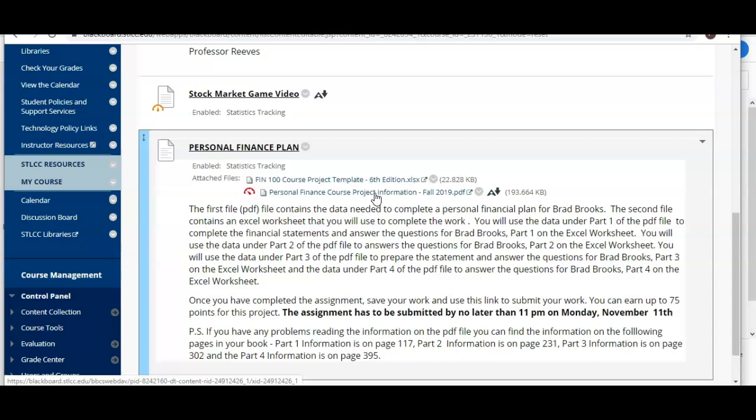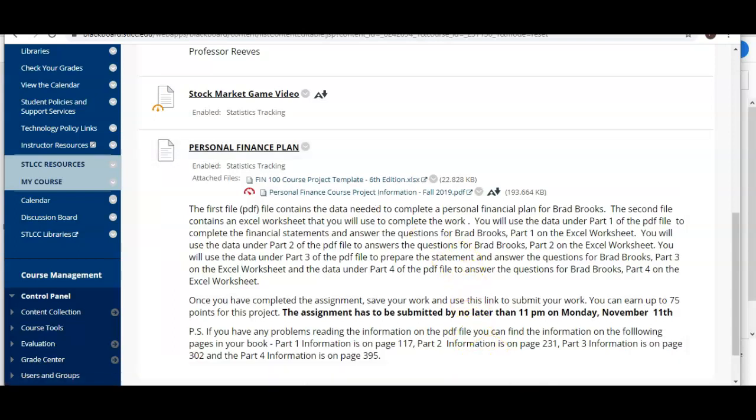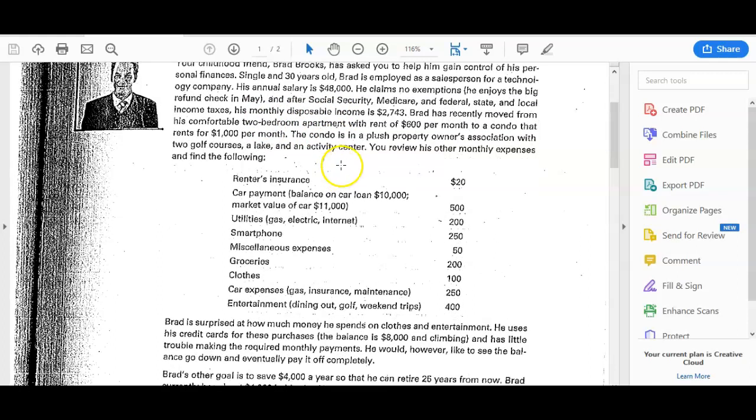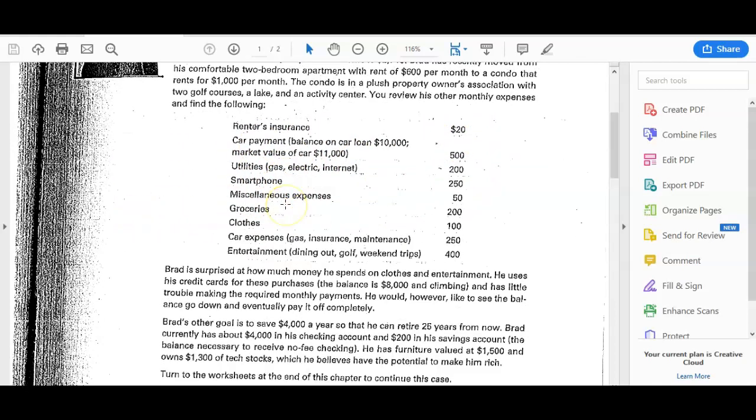So I've already taken the liberty to download the information. I'm going to first go to the PDF file. For the project, there are four parts to this project. You're doing a personal finance plan for Mr. Brad Brooks. It gives you information about Brad's salaries, expenses, disposable income, etc. It gives you more information about expenses for renter's insurance, his car payments, utilities.